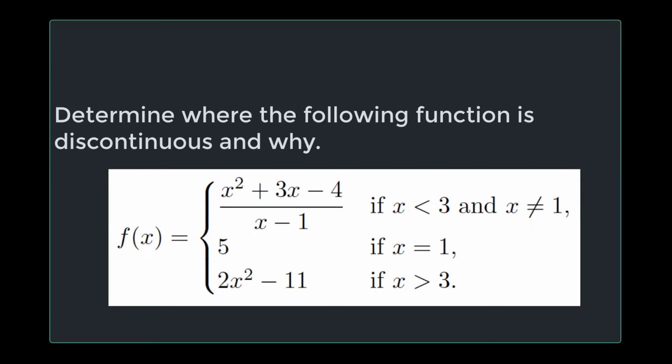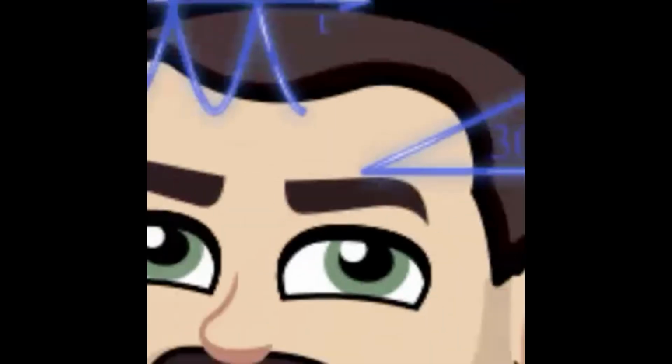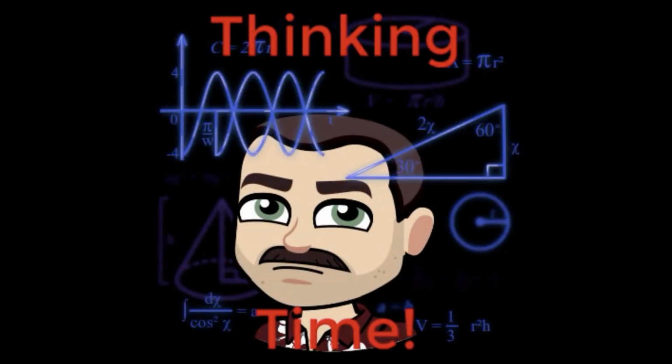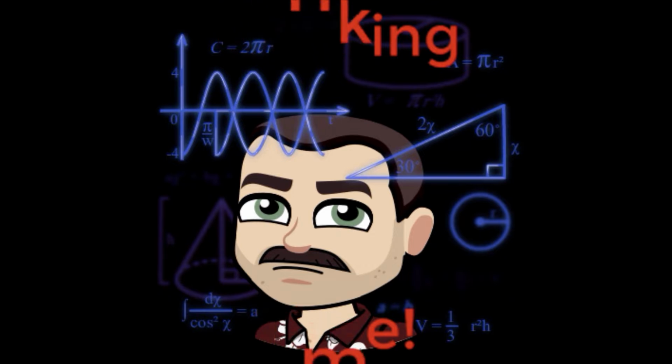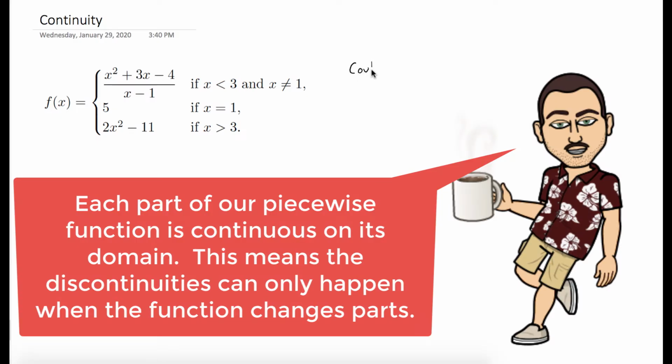The question we're working on today is, determine where the following function is discontinuous and why. So we want to find where our function is discontinuous. And if we look, each part of our function is continuous on their domains. So the only possible discontinuities are when we change the parts of our function, so at x equals 1 or at x equals 3.